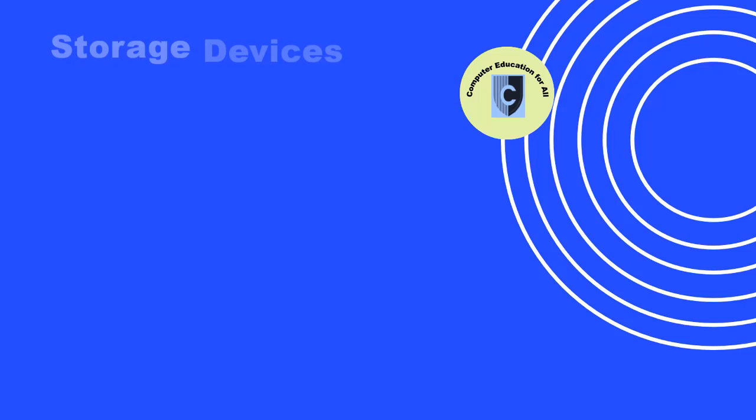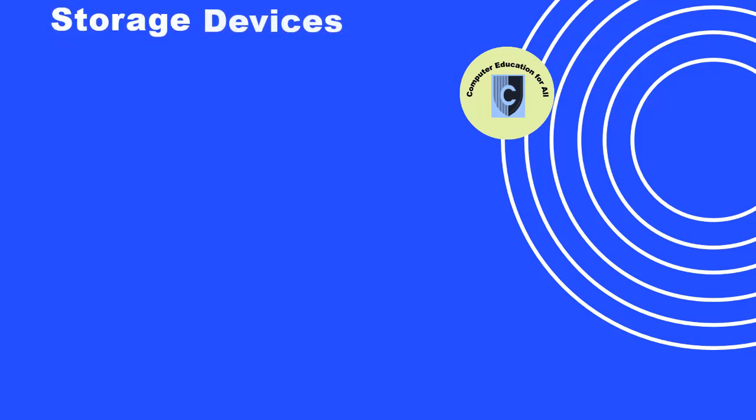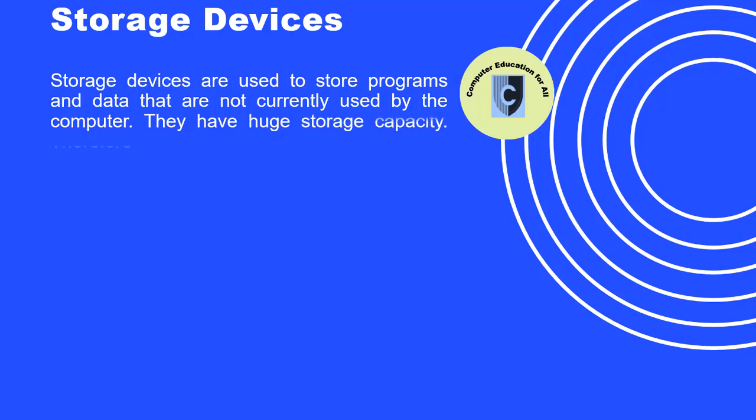Storage devices. Storage devices are used to store programs and data that are not currently used by the computer. They have huge storage capacity. Therefore, they are also known as mass storage devices or secondary memory.